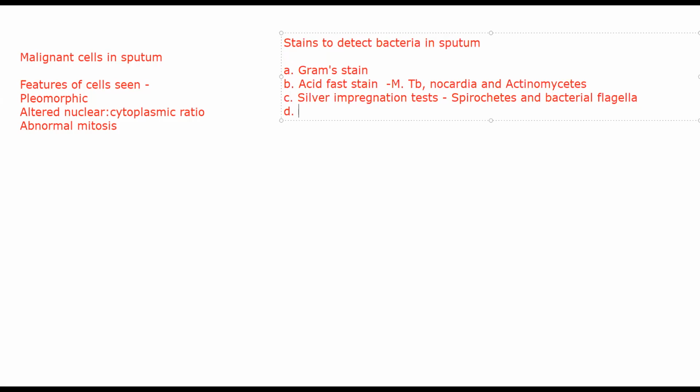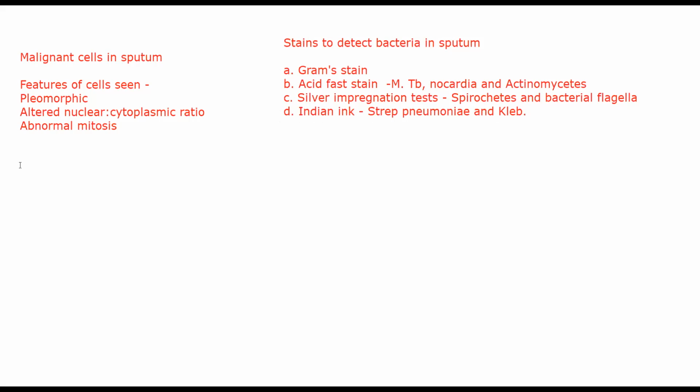Then you can use Indian ink. Indian ink is also called nigrosin stain. You can use it for demonstration of Streptococcus pneumoniae and Klebsiella pneumoniae. These are some of the bacterial detection tests that you can perform for testing bacteria in sputum.